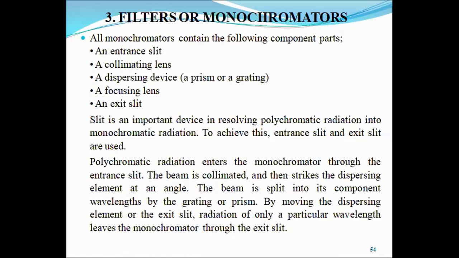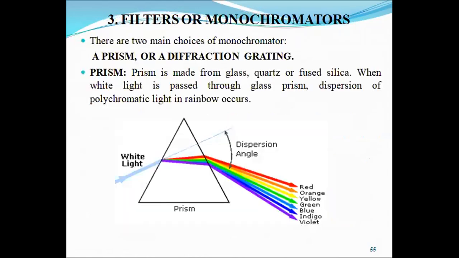Polychromatic radiation enters the monochromator through the entrance slit, and then it strikes the dispersing element at an angle, that is the prism or grating. Here the beam is split into its components, and finally it passes out through the exit slit, and we get a particular wavelength radiation. That radiation is then allowed to fall upon the sample which is kept in a cell or the cuvette.